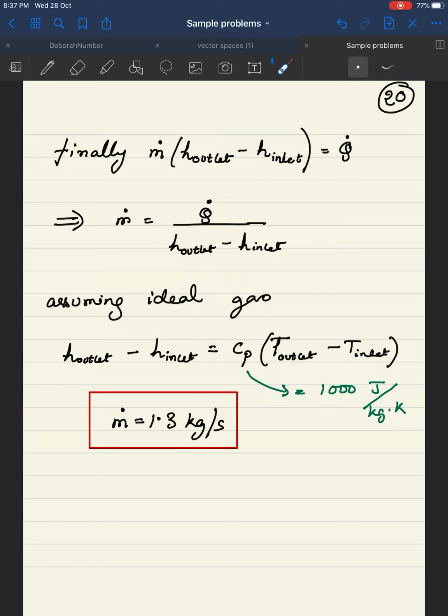To find out the denominator, you are free to assume that the air is an ideal gas, and the relationship with the temperature is given as Cp times T outlet minus T inlet, where Cp is the specific heat of the air at constant pressure. To simplify your life, I have given this value of Cp as 1000 joules per kg per Kelvin. Then you do your math, it should come out to be around 1.3 kgs per second. I hope this does come out to this value, and if it doesn't, you let me know.